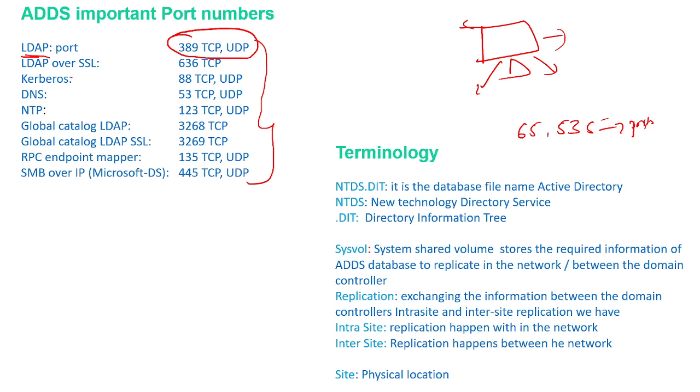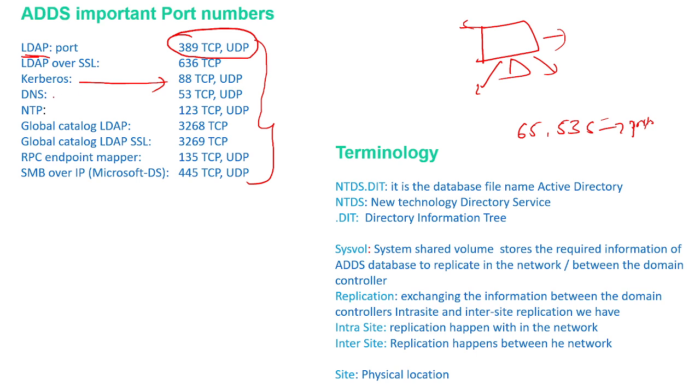And Kerberos, it is an authentication protocol. When you enter the username and password in the morning, Kerberos takes the username and password, goes to the domain controller and gets the authentication done. That works on port number 88. Kerberos works on port number 88, that is also TCP and UDP.